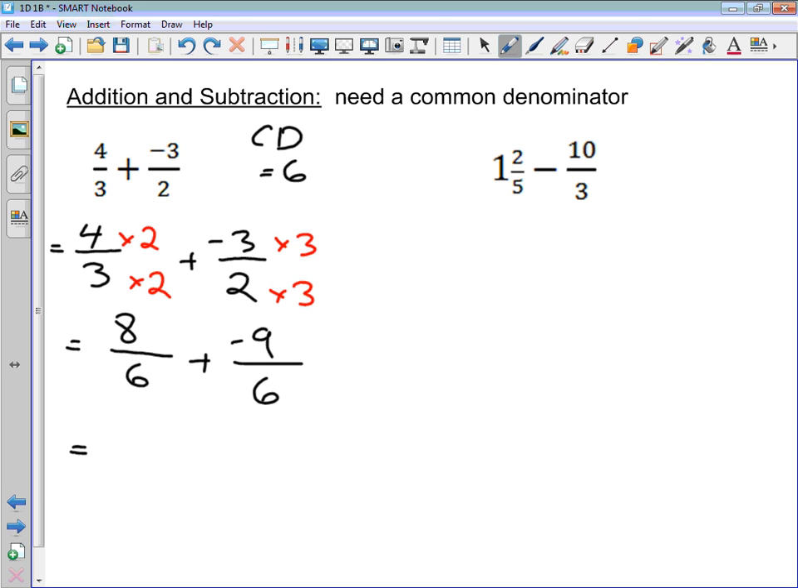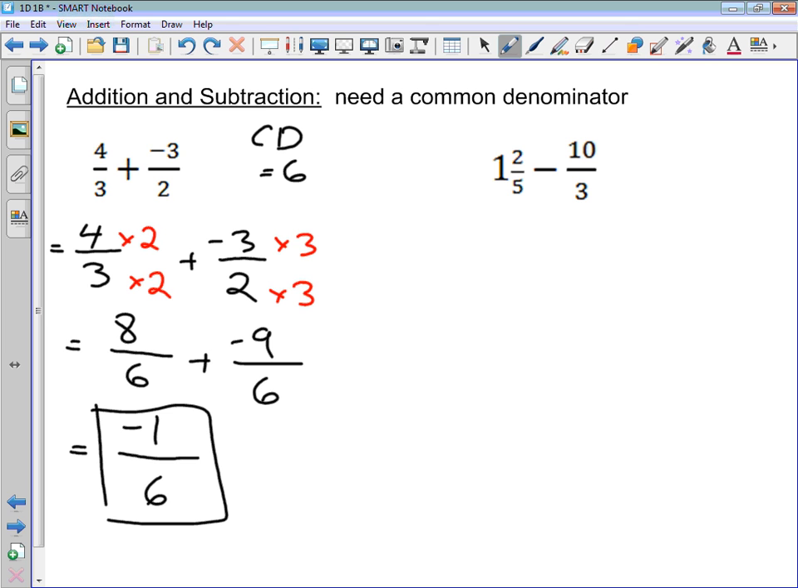Mike. Yeah, so I add my numerators. 8 plus negative 9 gives me negative 1. And what do I do with my denominator, Mike? What will my denominator be? 6, yeah. You went to all that work to get a common denominator? Keep that common denominator. Negative 1 over 6. We are good there.